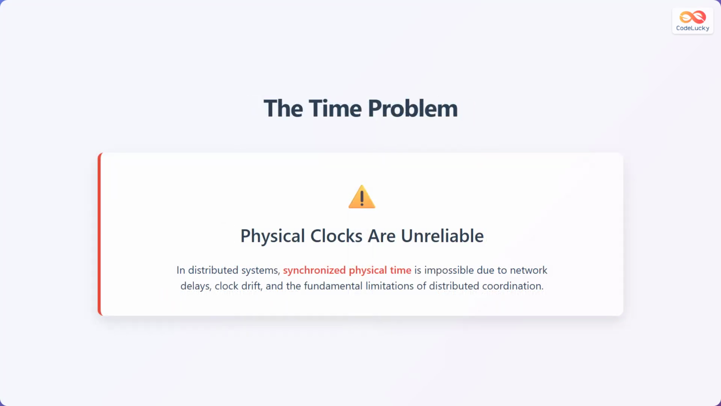Let's address the core challenge, the time problem in distributed systems. The primary issue is that physical clocks are fundamentally unreliable. In a distributed environment, it's virtually impossible to maintain perfectly synchronized time across all nodes. This is due to several factors, including network delays, the inevitable drift that occurs in hardware clocks, and the inherent limitations in coordinating separate systems. Because of these challenges, we need alternative approaches to understand the order in which events occur.